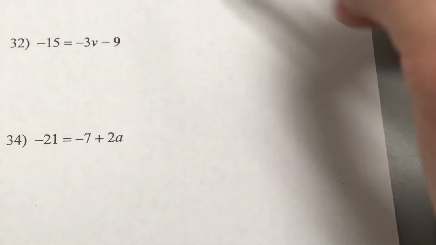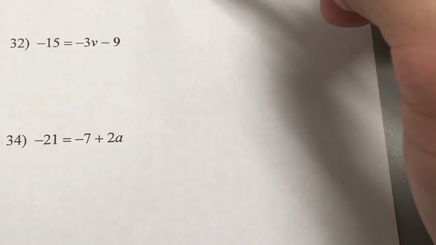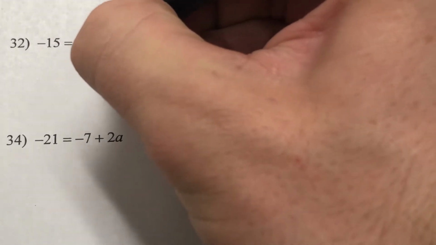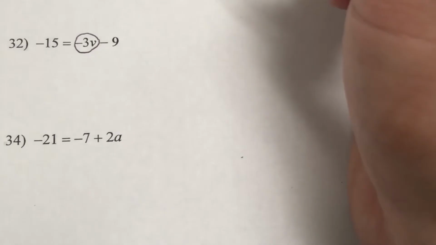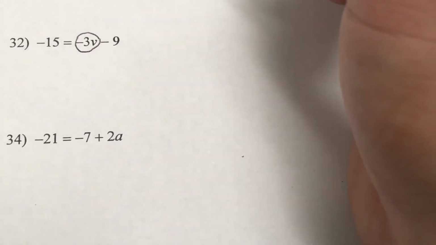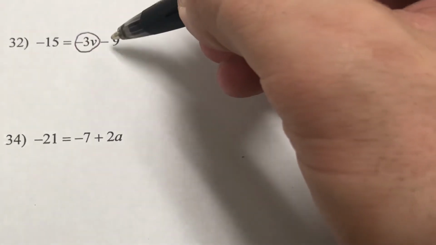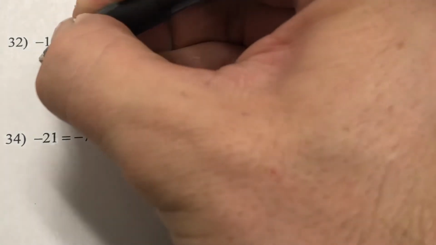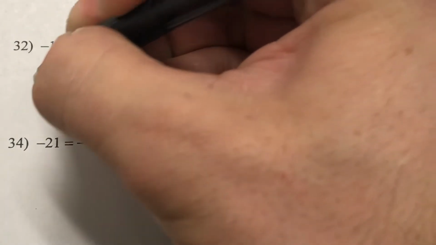At this point, I know what everybody's thinking. What about that 32? All right, guys, number 32, everybody's favorite problem. First thing, let's circle our variable and what's attached to it. In this case, a coefficient of negative 3. And let's get rid of that subtraction. So to get rid of minus 9, we're going to add 9 to both sides of the equation.